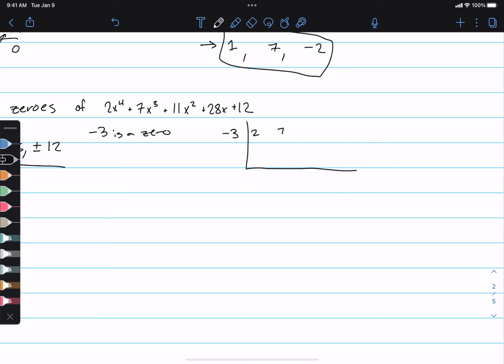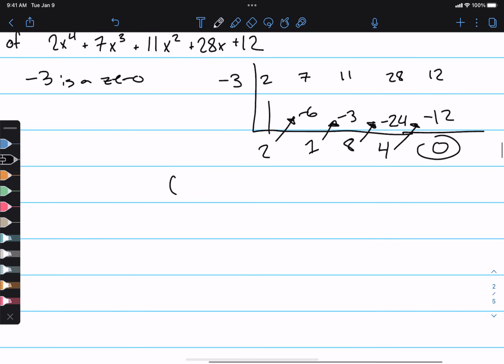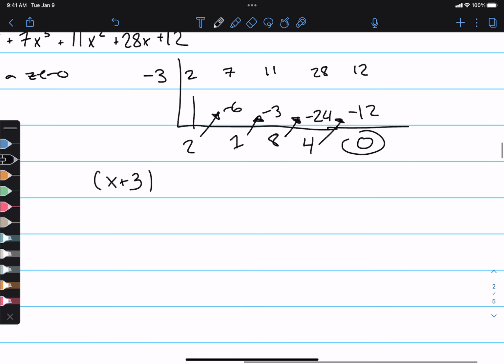And so we're going to get 2, 7, 11, 28, 12. This 2, bring this down. We're going to multiply by -3 to get -6. Add those up to get 1. Multiply by -3 to get another -3. Add these up to get 8. Multiply by another -3 to get -24. Add those up to get a +4. And then multiply again by -3 to get -12. Again, this factors well because we have a 0 remainder. And so we get x plus 3, because -3 is a 0, times 2x cubed plus x squared plus 8x plus 4.